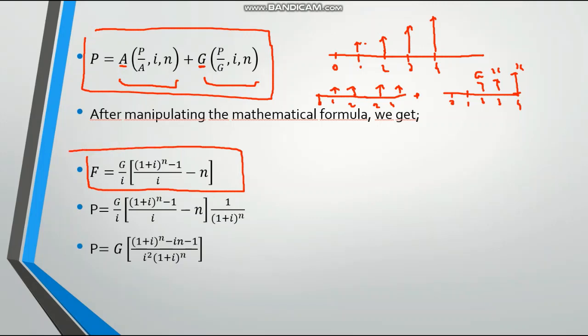If the gradient series is given, we can calculate the future amount. If the present value is given, we can calculate again by using the G values, which is the arithmetic increase. And when you manipulate this, in the compact version you just use this formula, and then you can convert these G values, which is the arithmetic increase, all of them into present value.